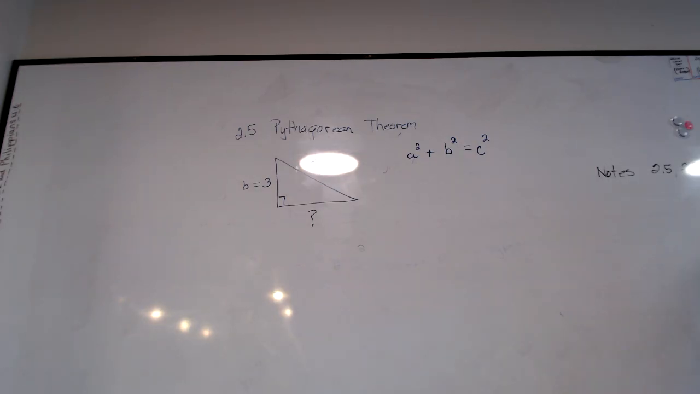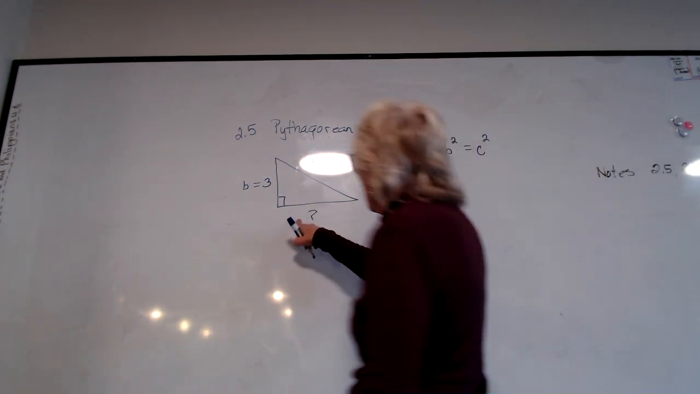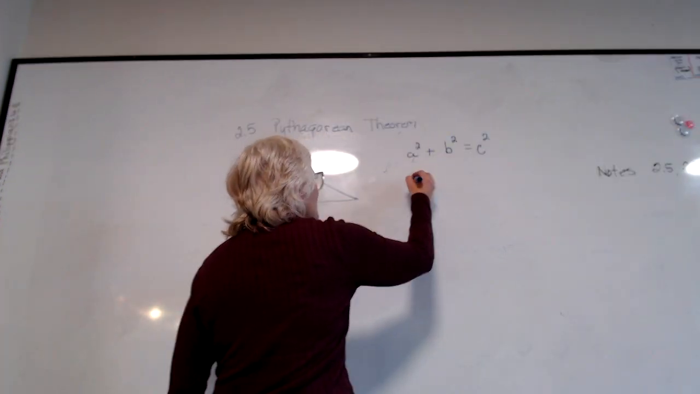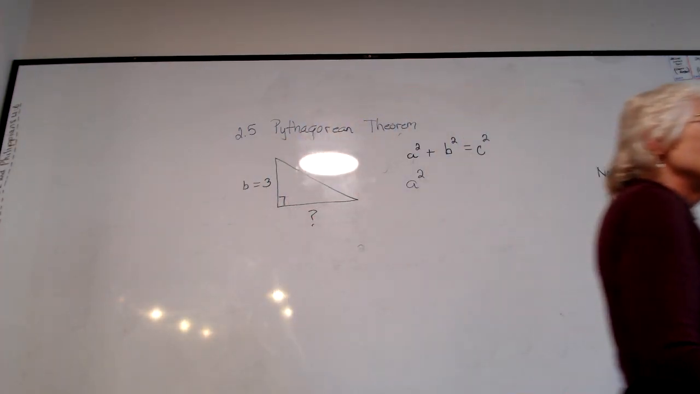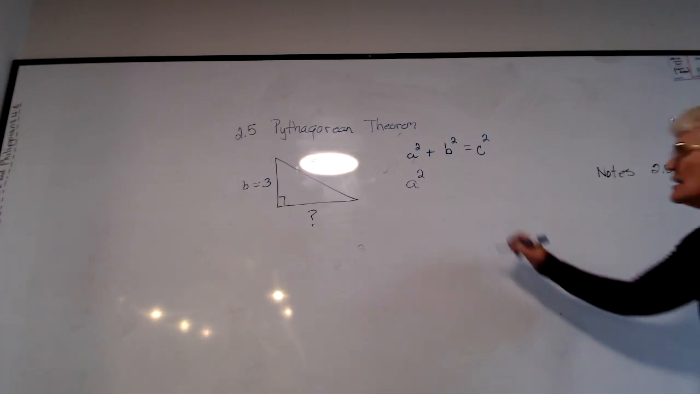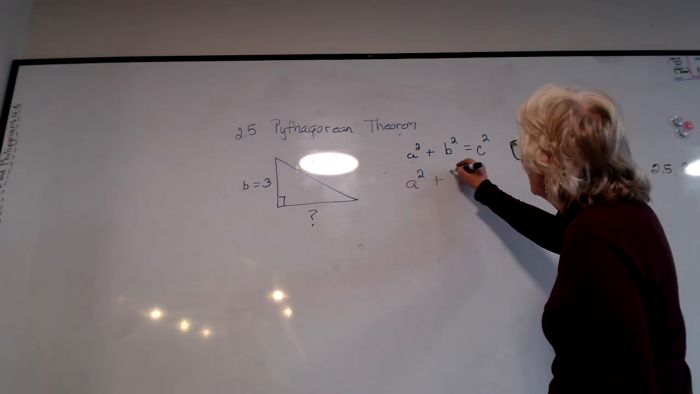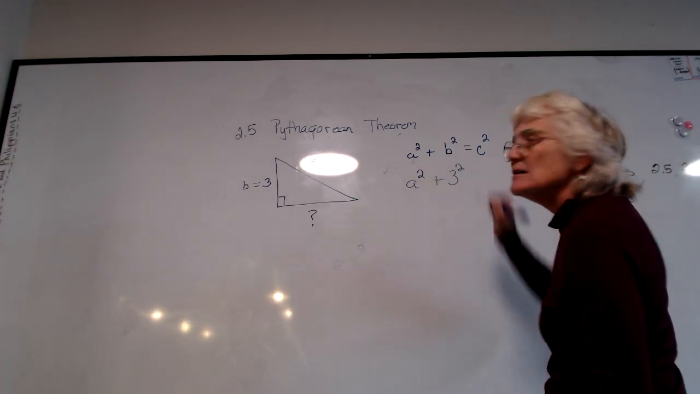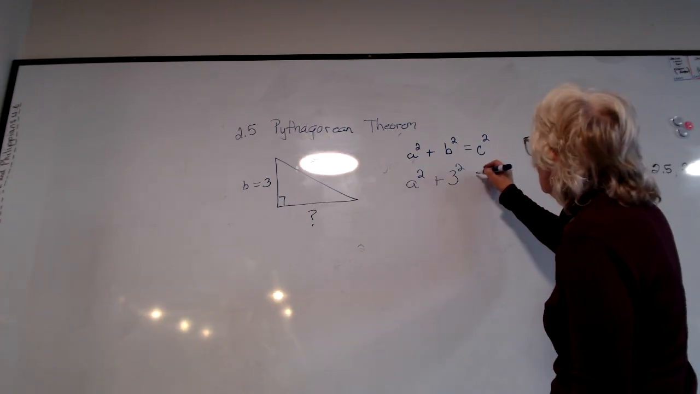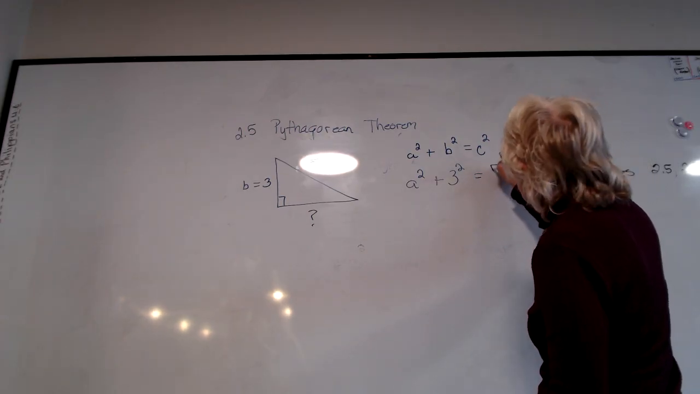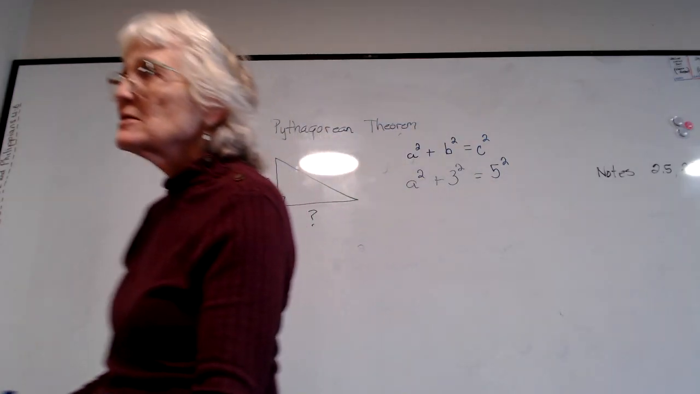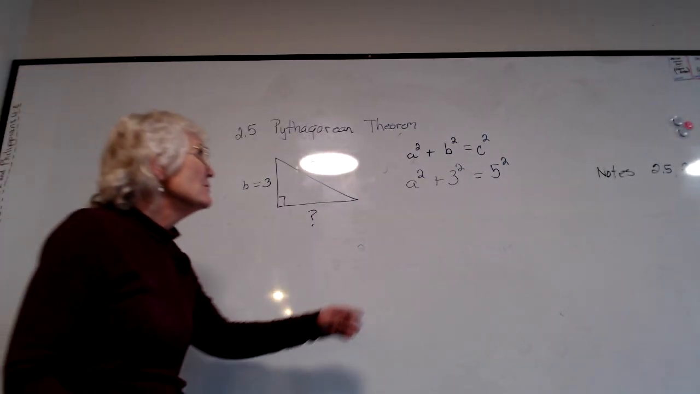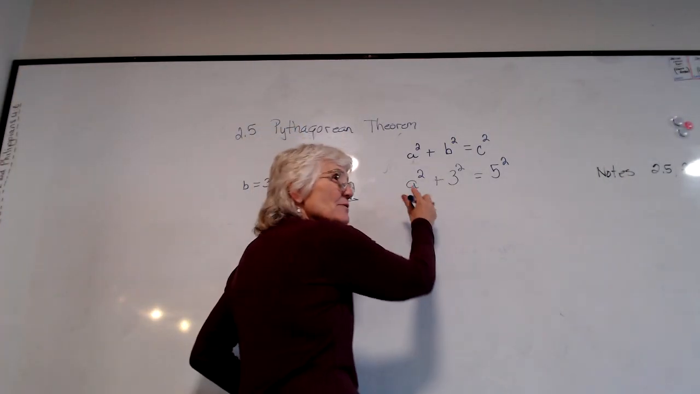So now we're plugging those into our equation. We don't have A, so we just keep A squared there. Plus, we have 3 squared, equals 5 squared. Okay. So let's do the math that we can do. We can't do anything with A squared.